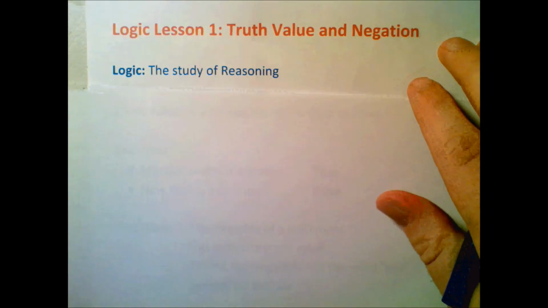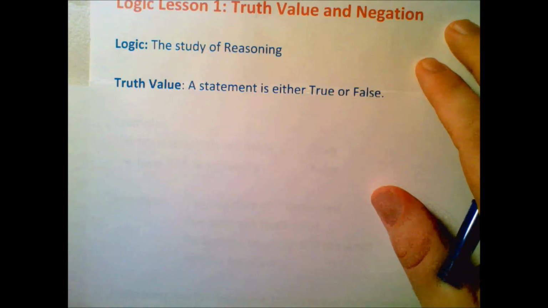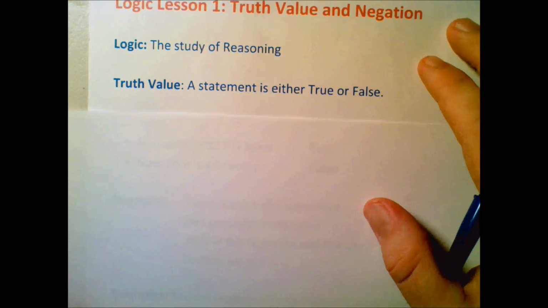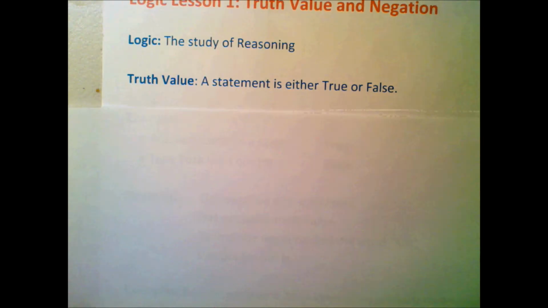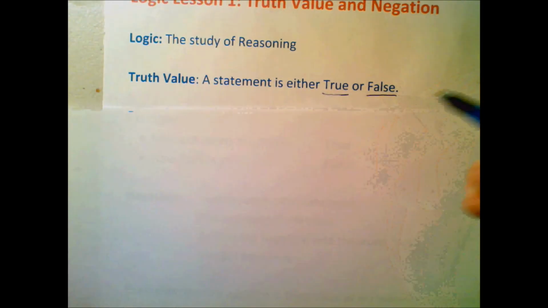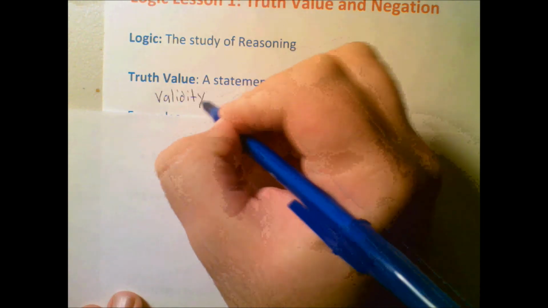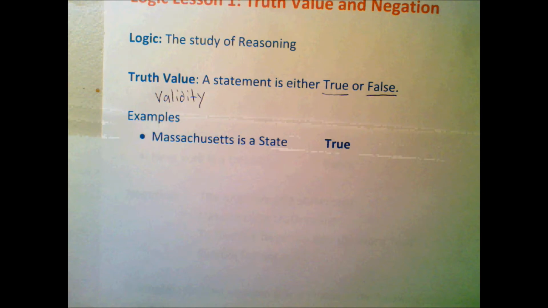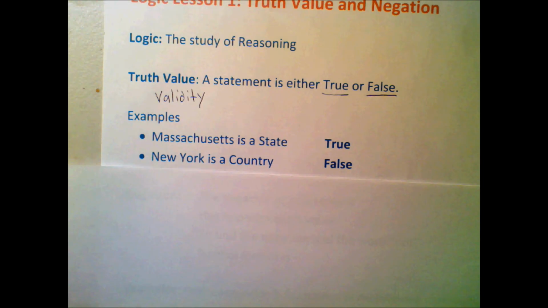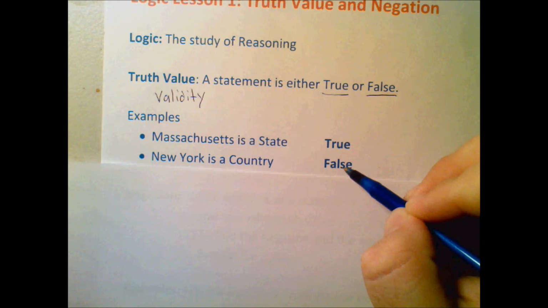logical. Now, the first thing we have to talk about before we even begin talking about the different types of reasoning skills is truth value. Now, truth value is a statement that is either true or false. The truth value of a statement is the fact that it is true or false. Another name for truth value is what we call validity. And validity, once again, is true or false. So, for example, Massachusetts as a state is a true statement. New York as a country is a false statement. These, the true and the false, are the validity of these statements.